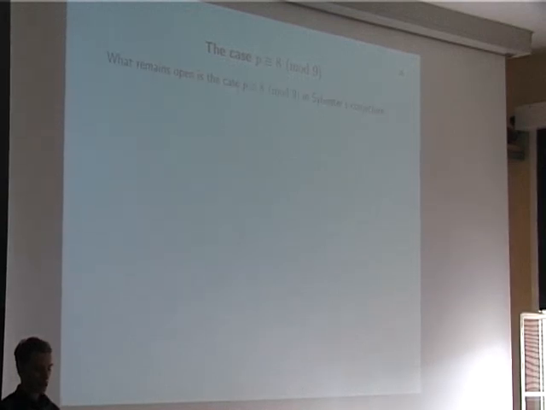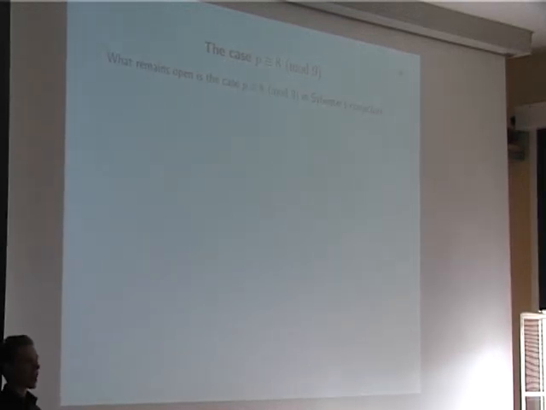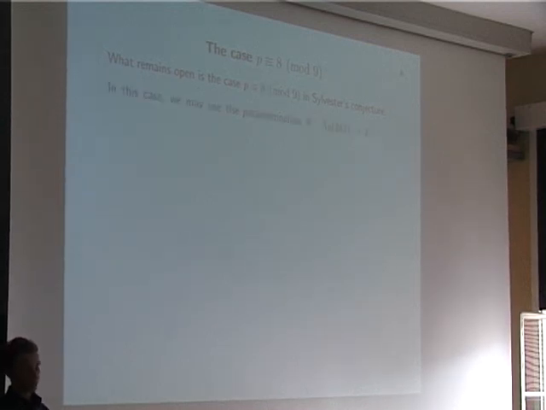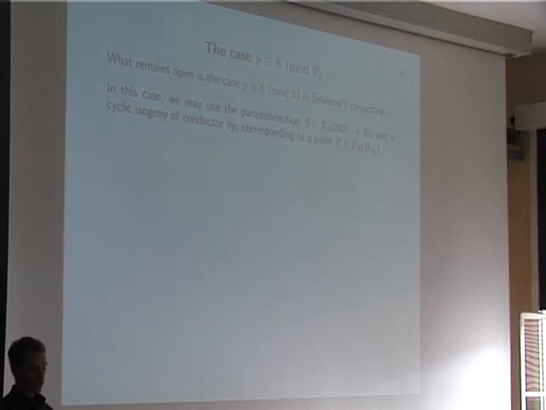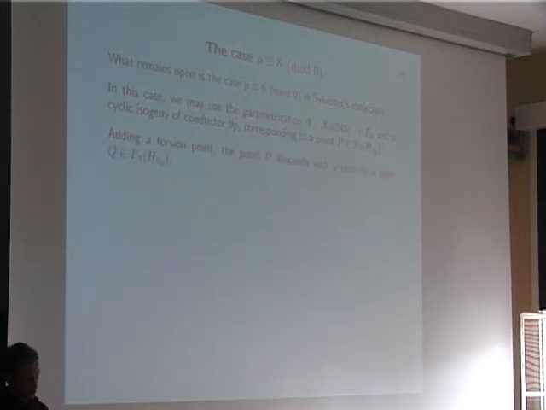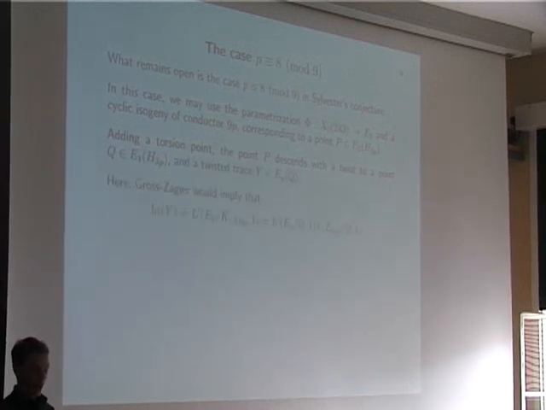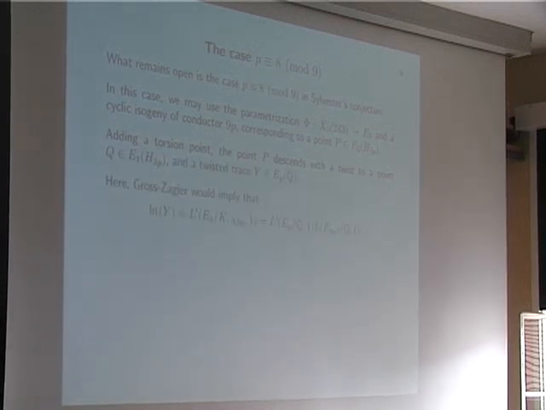Okay. So let me say just a little bit about p is 8 mod 9, because that's the case that I neglected. I only looked at p is 4, 7 mod 9. We have a construction that also uses x naught of 243 and a cyclic isogeny of conductor 9p. You add a torsion point. You descend with a twist. You end up with a twisted trace on E_p of Q. And you want to know if it's non-torsion.